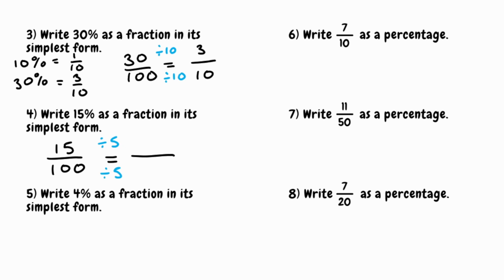So if we do 15 divided by 5, that's going to give us 3. And then we do 100 divided by 5, that's going to give us 20. So 15% as a fraction in its simplest form is 3/20.